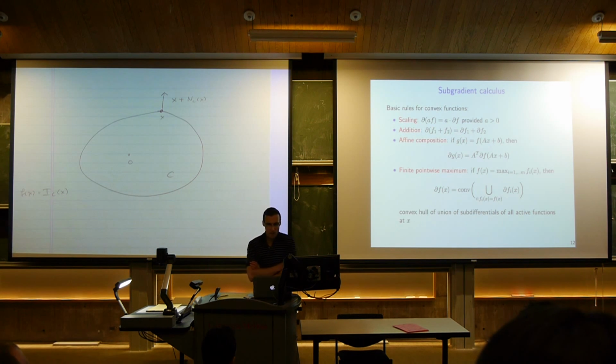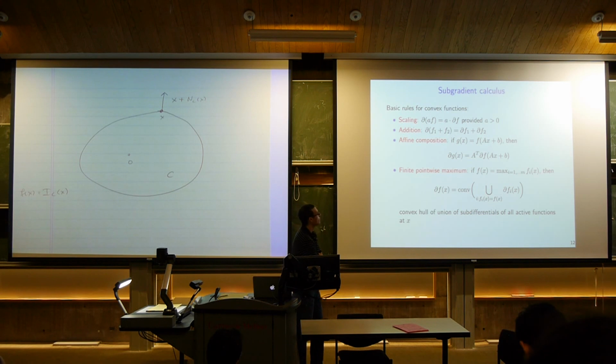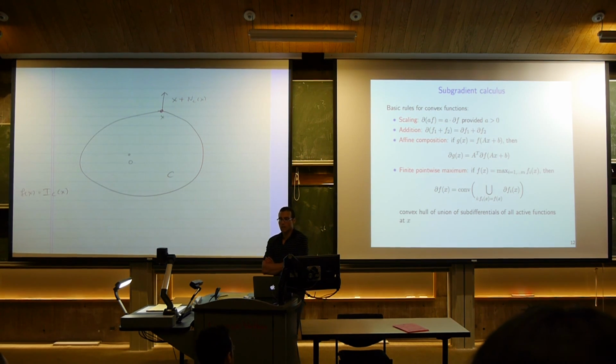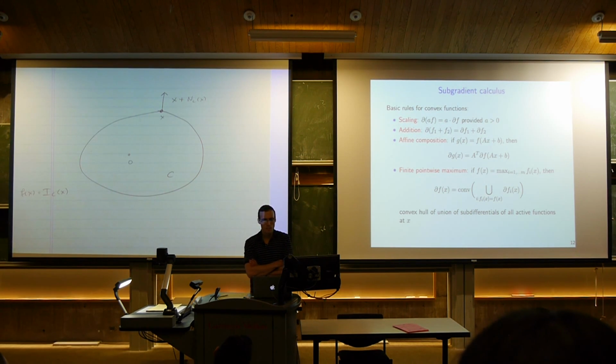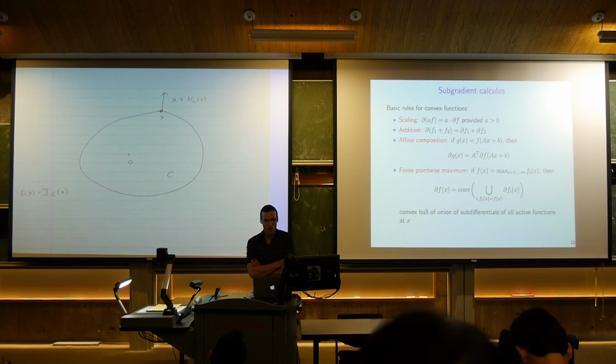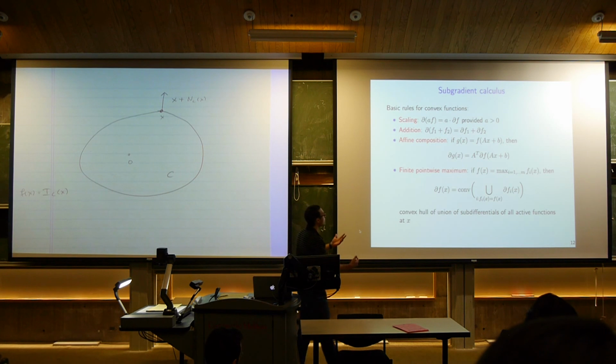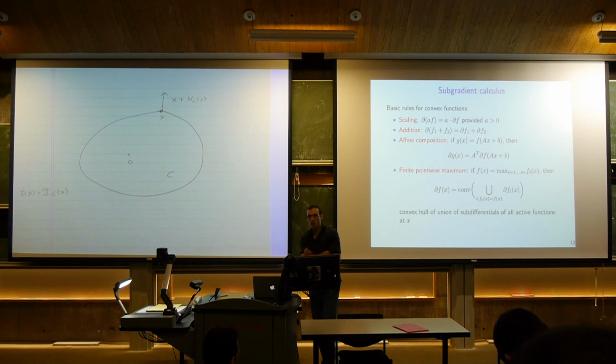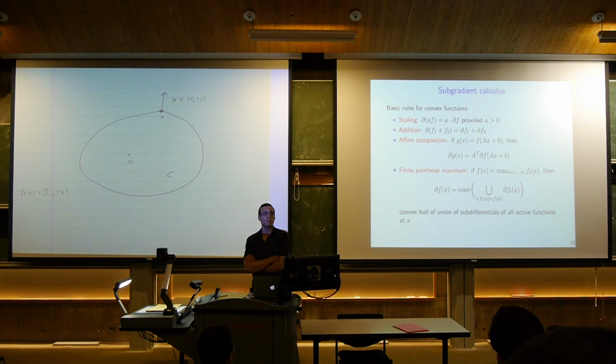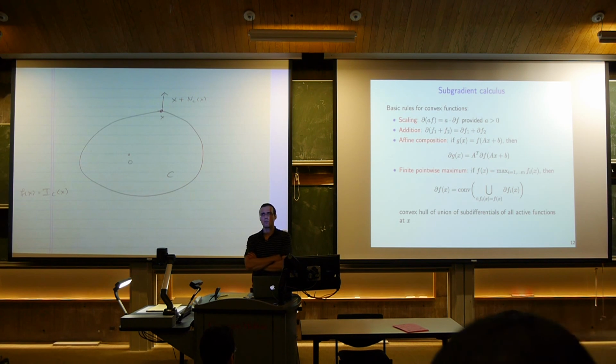There's a bit of a calculus of subgradients, just like there is with the usual multivariate calculus of gradients, but we're a little bit more restricted in terms of what we can say. So here are some of the rules that we know for calculating subgradients of combinations of functions and so forth. There are others besides these, but these are the most basic or the most useful ones.